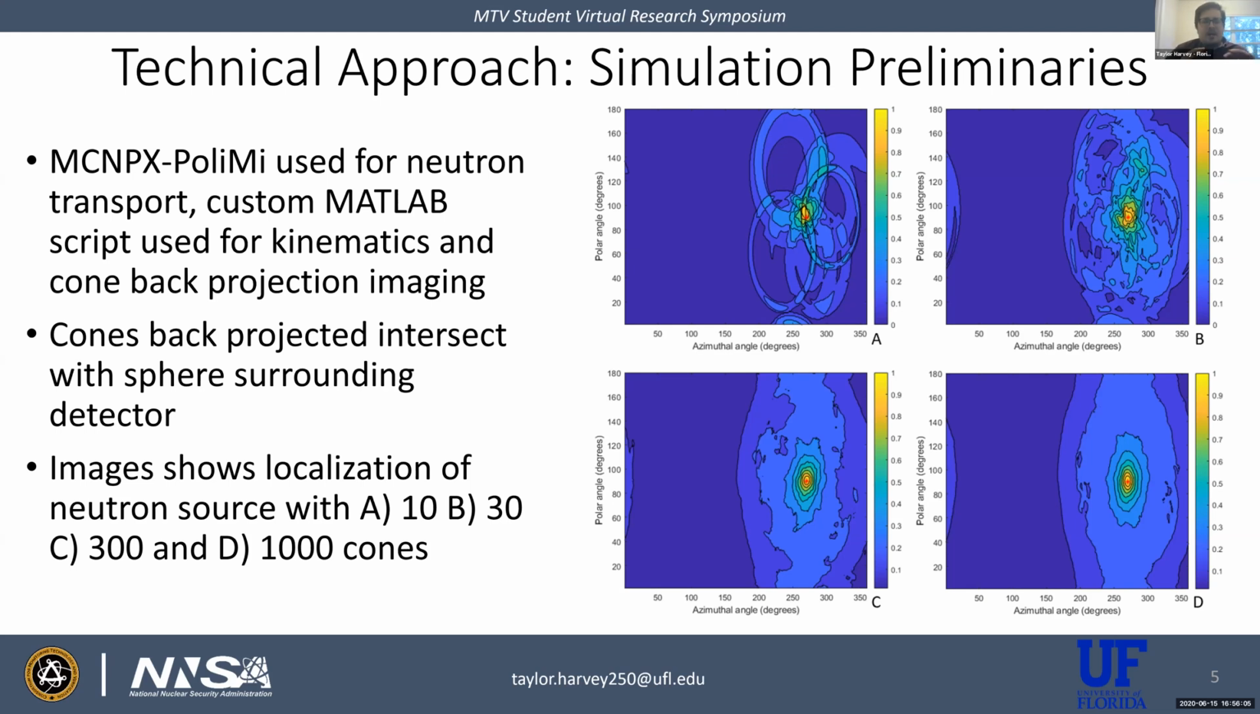You assume an infinitesimal or arbitrary radius sphere surrounding the detector, and the back projected cones intersect with that sphere to form these images that you see here. This gives you an idea of how an image is built up from a few cones to more cones down here. This is 1,000 cones, and this is just 10 cones. Even with just a few cones, you can already get an idea of the direction of the source, which is that red dot there.